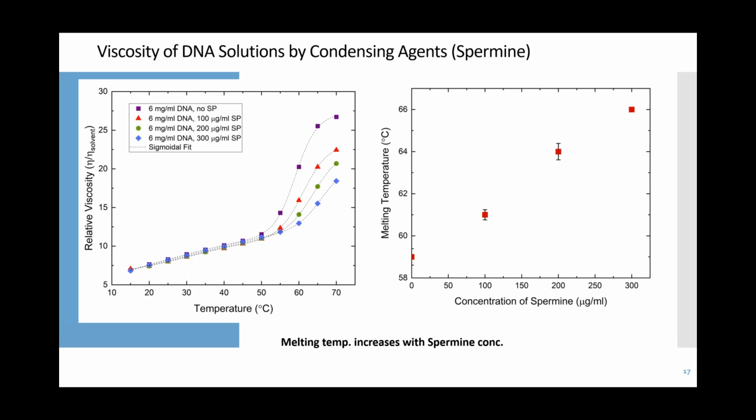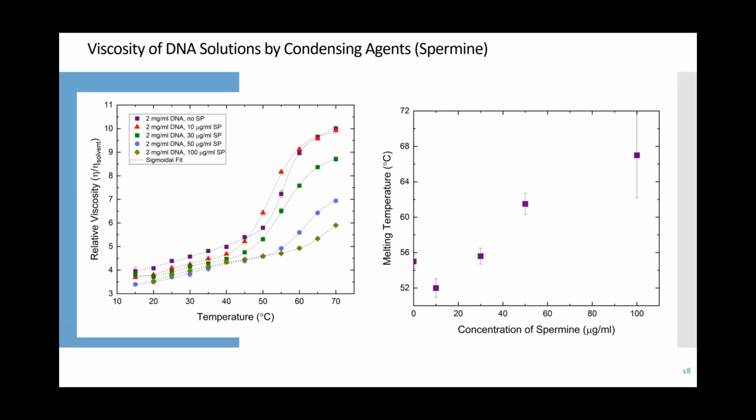We performed the same temperature sweep experiments with 2 mg per ml DNA and 5 different concentrations of spermine. The plot on the left shows the relative viscosity as a function of temperature. These samples show the same trend as 6 mg per ml DNA, so that increasing the concentration of spermine increases the melting temperature and reduces the viscosity.